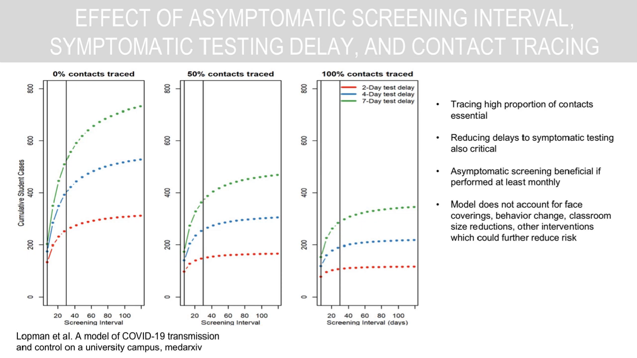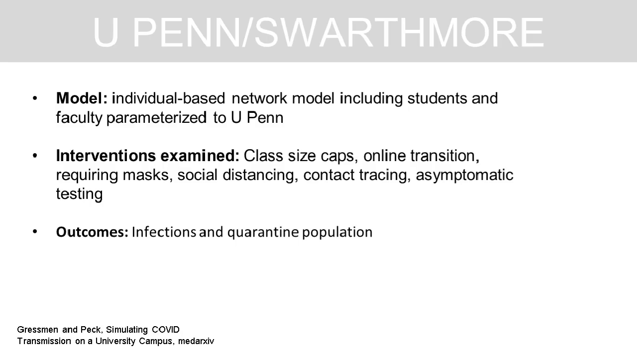Now, importantly, this model doesn't account for behavior change through masking and other behavior change or classroom size reductions and how those can interact to affect our ability to control outbreaks on campus. And that was really addressed in the next study that I'll talk about.